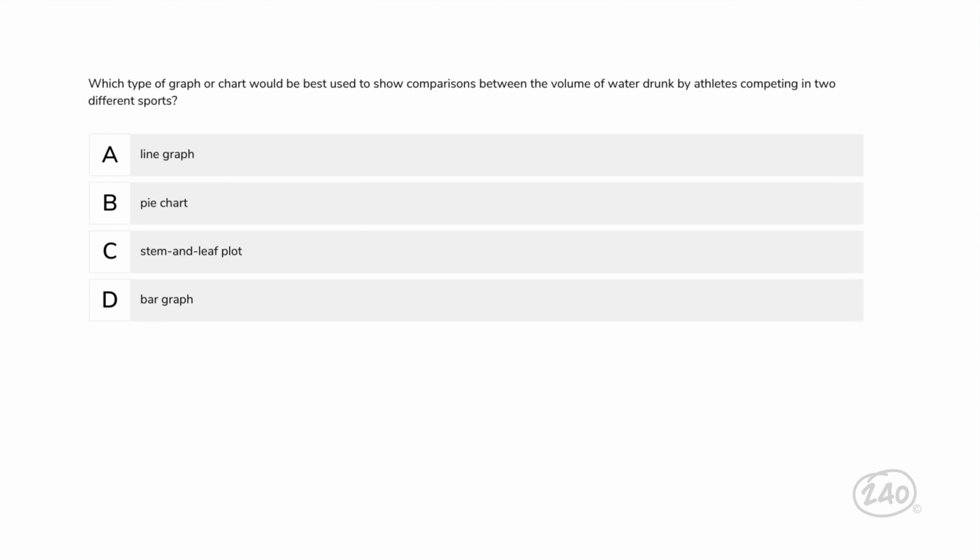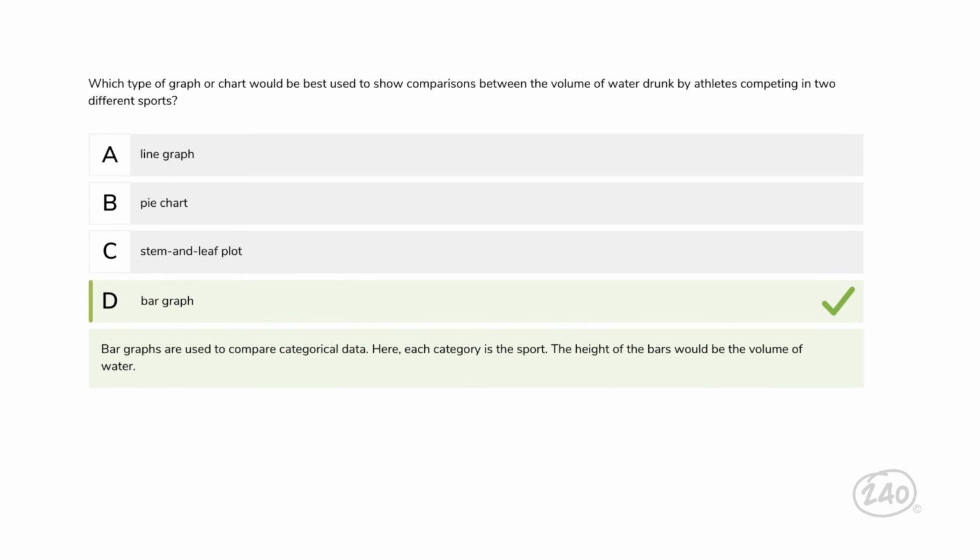Only statistics and probability are left. Which type of graph or chart would be best used to show comparisons between the volume of water drunk by athletes competing in two different sports? Here, each sport is a category. Out of these choices, only pie charts and bar graphs show categorical data. Since pie charts are used for showing parts of a whole, that won't work for this data, so a bar graph is the best answer.